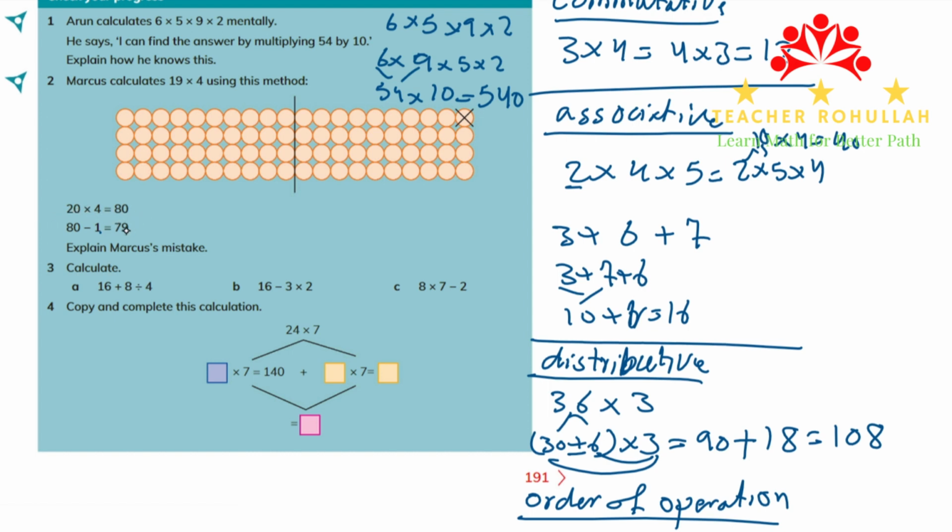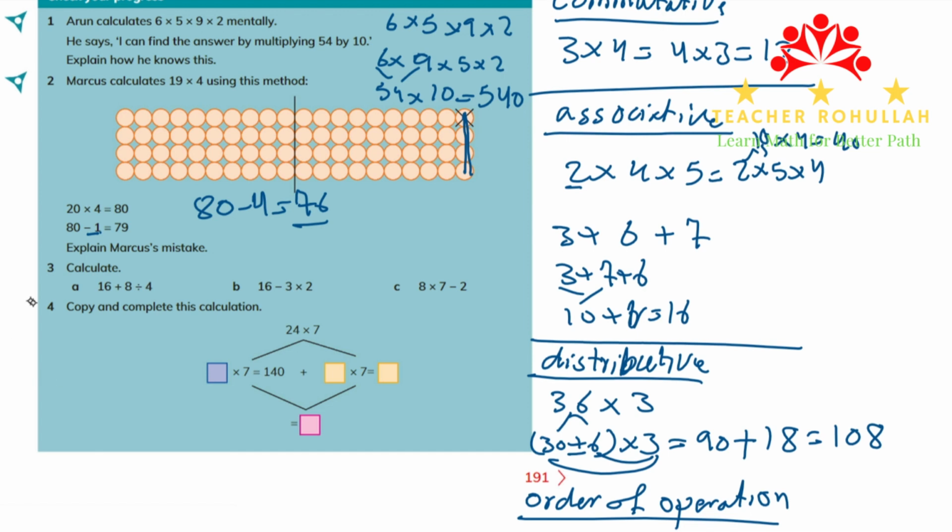But he has made a mistake over here. The mistake is subtracting 1. When he adds 1 to 19, that 1 is multiplied by 4. So he has to subtract 4, or completely one column, to get the correct answer. So in place of subtracting 1, he has to subtract 4 from 80 and get 76, which is the correct answer.